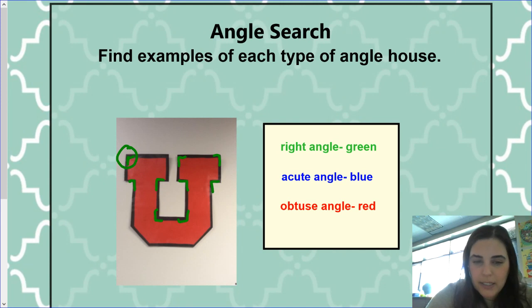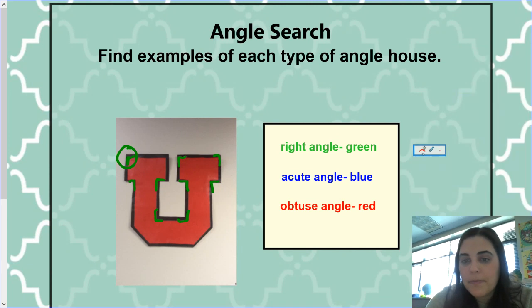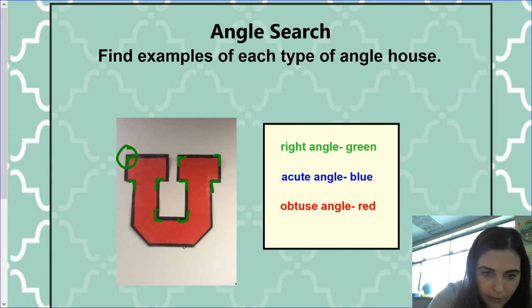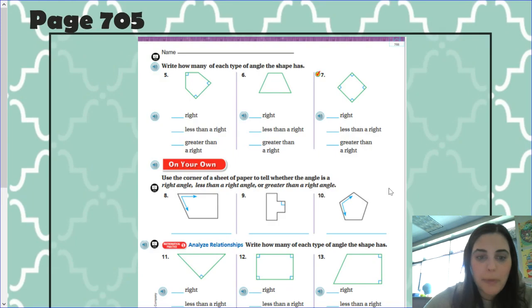Let's move to red. I want you to go and see, can you find any that are obtuse, so greater than a right angle? If you were thinking right here, that's correct. Same there. And there. No, I don't think this shape has any acute angles. And sometimes that happens. Not all shapes will have all three. Okay, let's go back to our book, page 705.